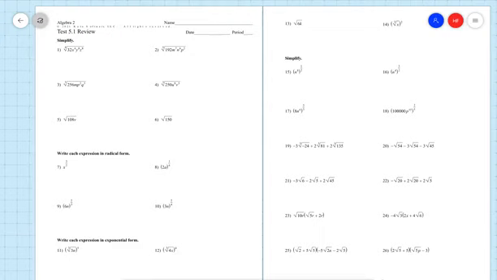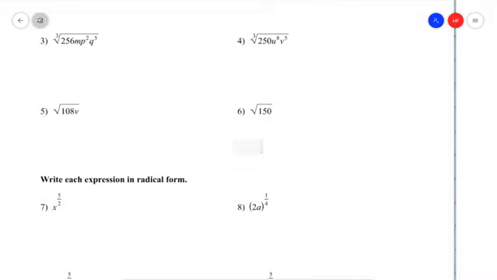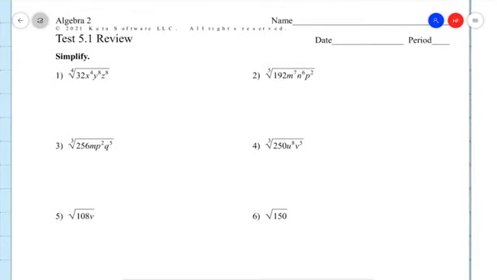Hey guys, so today's video is the test review. So I'm going to be doing the odds and then you all will be doing the evens on this test review. So the test tomorrow is over radicals and rational exponents.